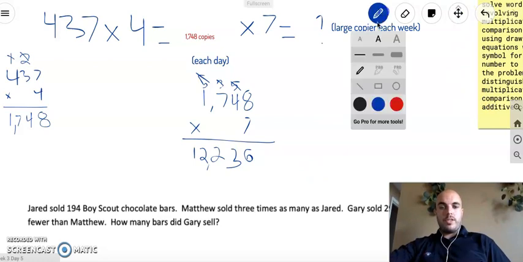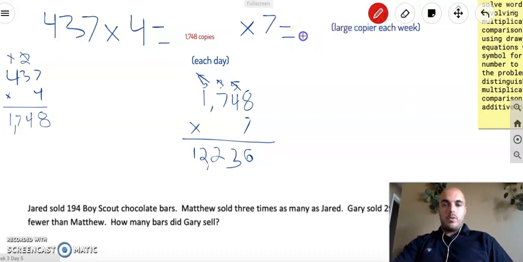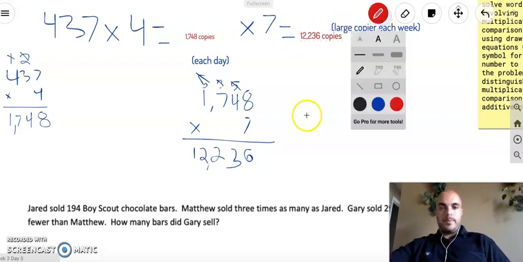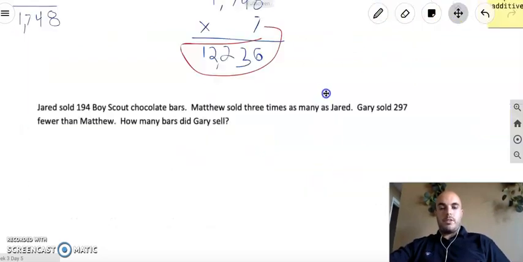So we just saw for this one that each week we have 12,236 copies in the large copier. And I can circle that here. I can also circle that here. Great. Let's look at our next one.